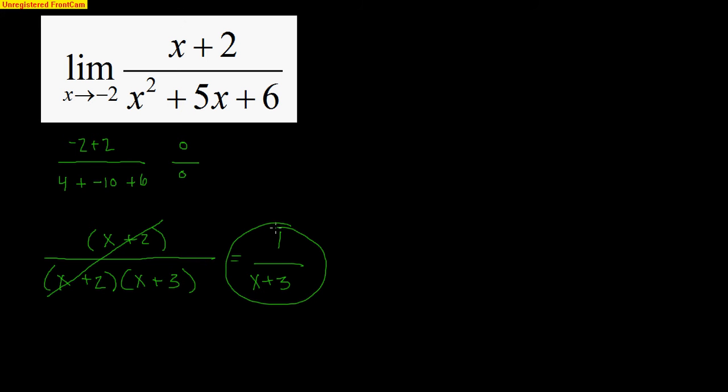Now that I got rid of the problem, I can come back and find the limit as x approaches negative 2 of 1 over x plus 3. So basically I got rid of the problem, and now I'm ready to find the limit. All I got to do is plug in negative 2, and I get 1 over 1, so there's my limit. My answer is 1. Worked out really, really nice.